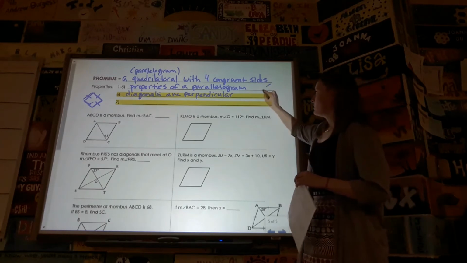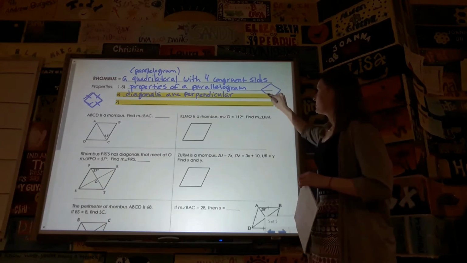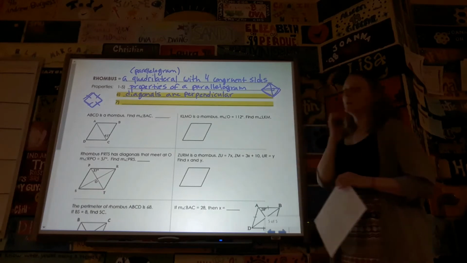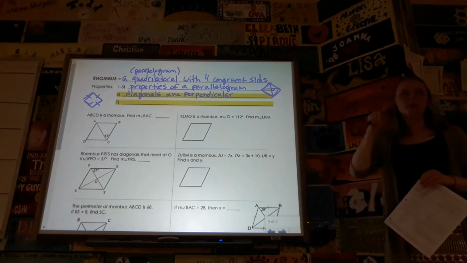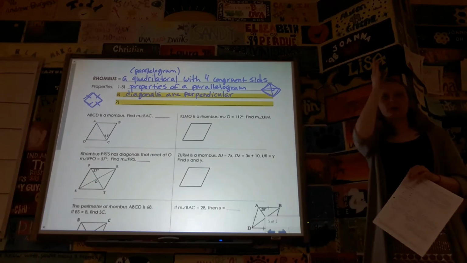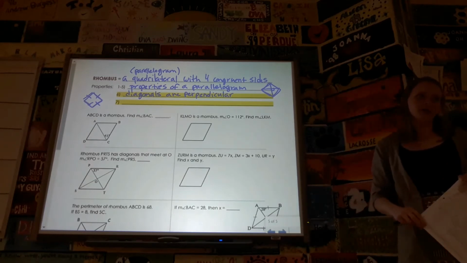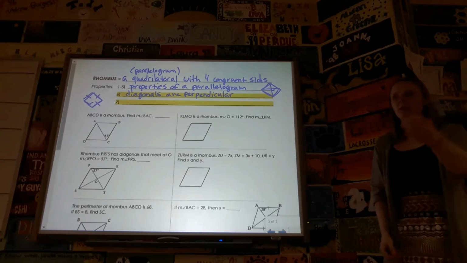So if you guys want to, you can draw another rhombus over here. If you were to draw the diagonals in a rhombus, it would make a 90-degree angle. Or four, really, but we usually draw one. So where the diagonals cross, it's 90 degrees on the inside. So that's what it means that the diagonals are perpendicular.